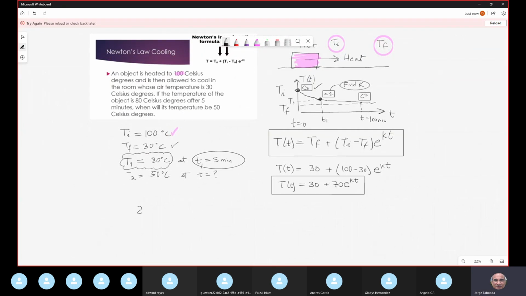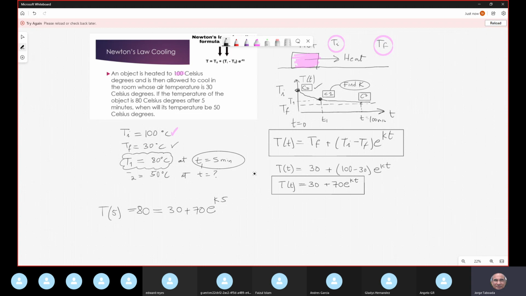Then, 80 degrees is the temperature at this minute. What is 80 degrees? It's the temperature at 5. Evaluate at 5, what? At 5 minutes. It is equal to 30 plus 70 e to the K times 5, because the time is 5. The time is measured, depending on the problem, in minutes, in seconds, or in hours, or in years. Now, we are doing something in order to isolate the K. And we expect, when you finish the problem, K to be a negative value because it's exponential decay.